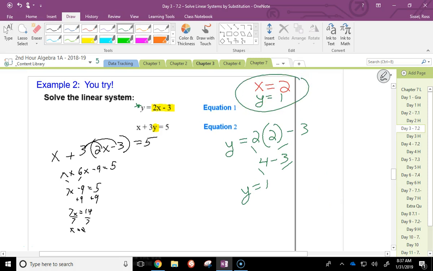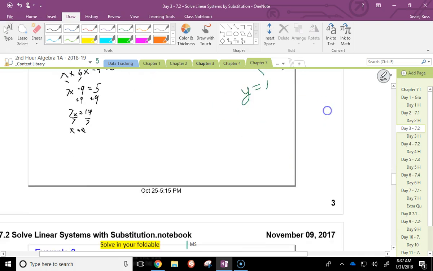Here's the fun thing. I always feel like with substitution, the very first time getting your first variable takes a while, it's kind of more difficult. Once you do that first one, then the second one's really quick and easy. So it's really important that you slow down and do the first one really correct so you don't make a mistake, because that throws everything off.